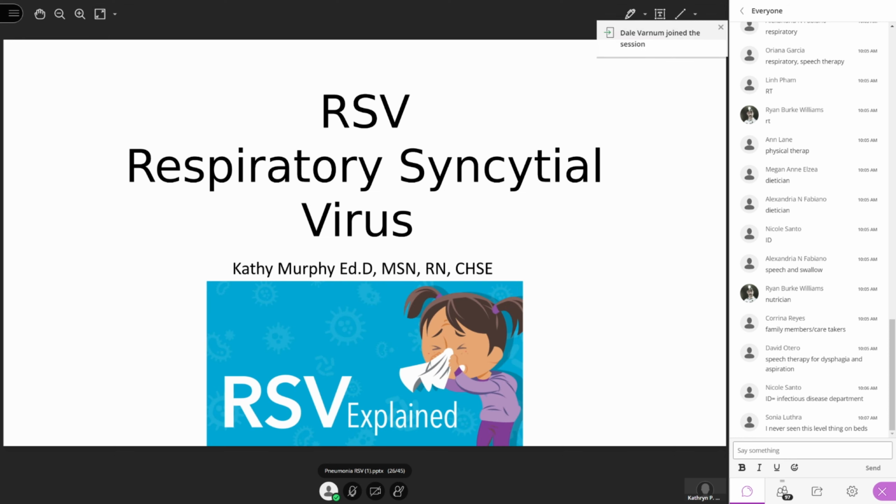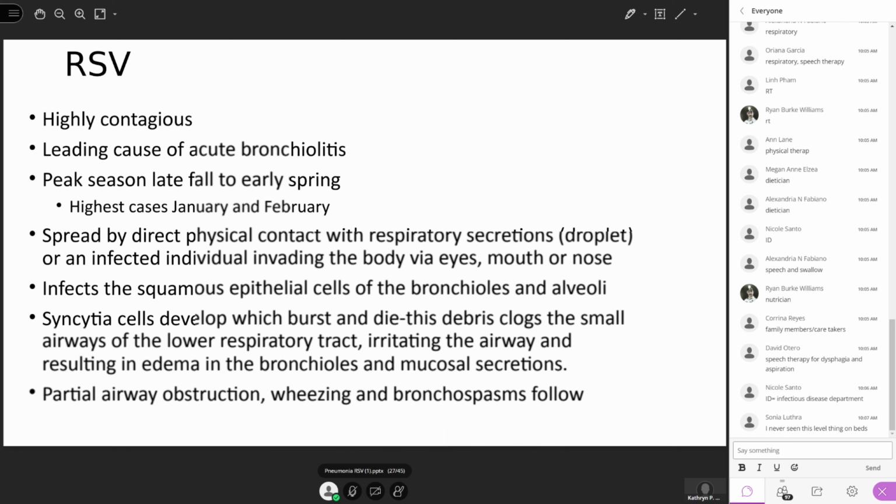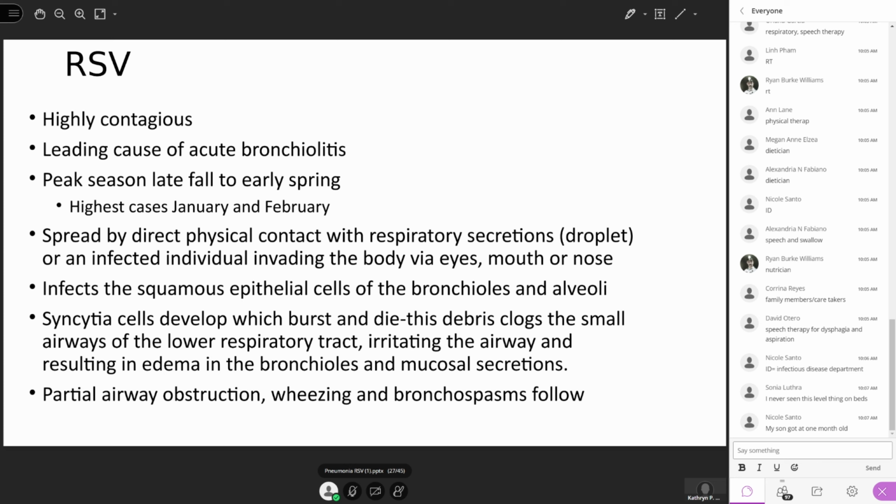Okay, so we're going to transition to RSV, which is a virus that all of us can get, but it is very dangerous to children for a lot of reasons, which we're going to talk about. It is highly contagious, and all of us have it. But the danger is when we can spread it to a child. It is the leading cause of acute bronchiolitis. There's a test now for RSV. Before, we used to just say the child has bronchiolitis, but now we get to know that it's viral.